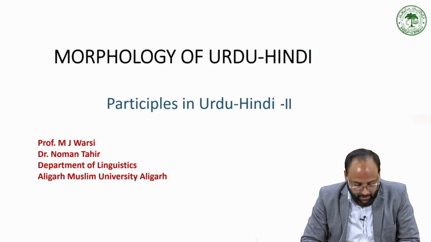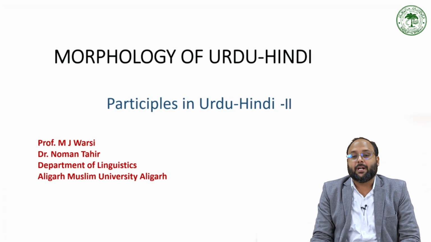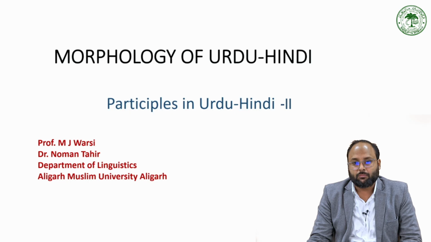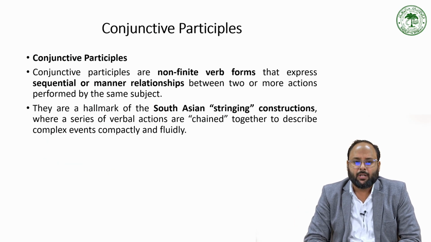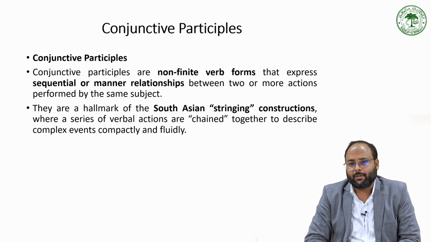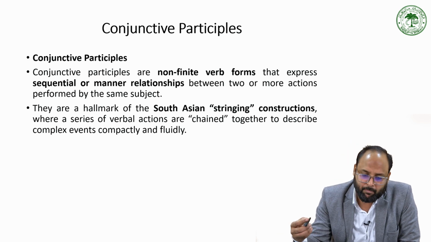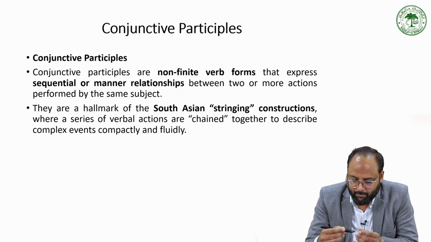Now we come to the conjunctive participle. The conjunctive participle is another non-finite verb form that expresses a sequential or manner relationship between two or more actions performed by the same subject. So this is the conjunctive participle.